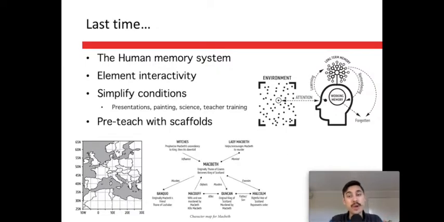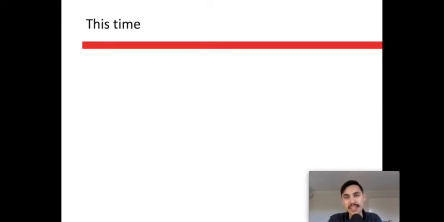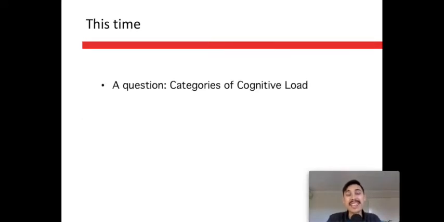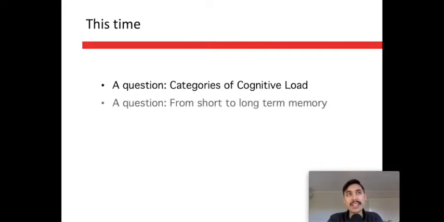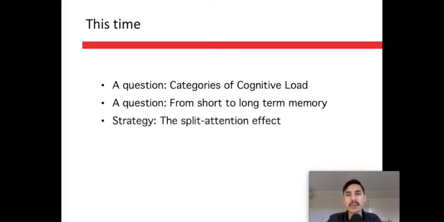Hopefully that video helped you to get a better sense of the essence of cognitive load theory. This time we're going to look at some new content, and we're going to start with addressing 2 questions from viewers from last time. The first is about categories of cognitive load, and the second is about the transition from information from short-term memory or working memory to that long-term memory. And then we're going to look at the idea of the split attention effect. So let's jump straight in.